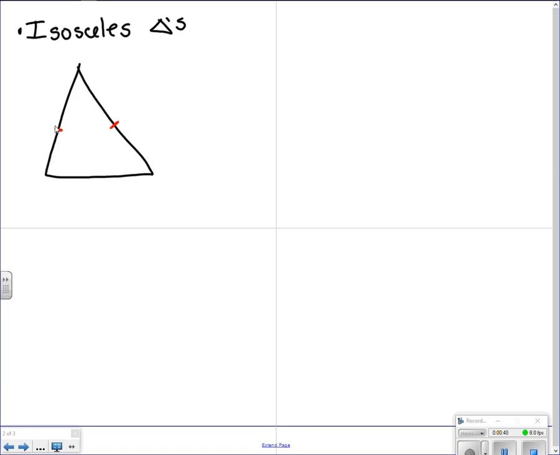Now, if you have this, the angles opposite are also congruent, okay? So the angle opposite to this leg is this angle right here. This angle will be congruent to the angle opposite to this one, right here. So the angles opposite are also congruent, and these angles are called base angles.